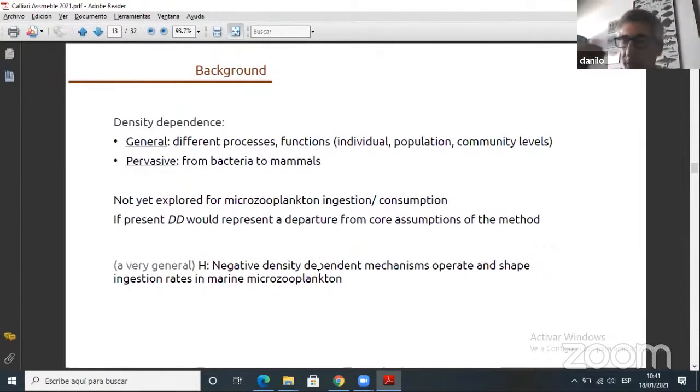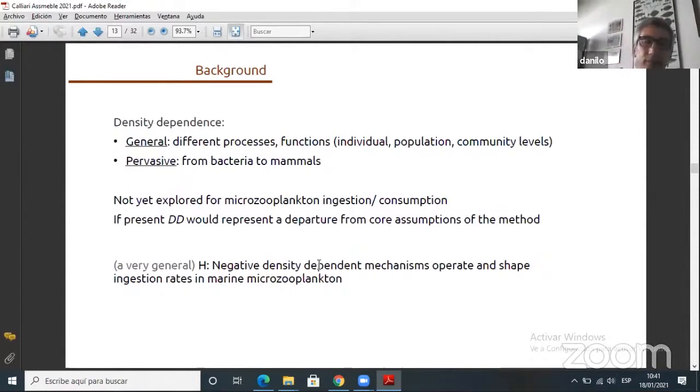Specifically, it's easiest to think about physiological or metabolic processes, where the effect is primarily at the individual level, but it cascades to population and community levels as well. And it's pervasive in the sense that it affects basically populations in the whole tree of life, from bacteria or viruses to mammals.